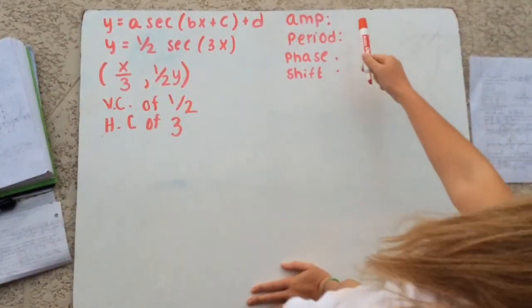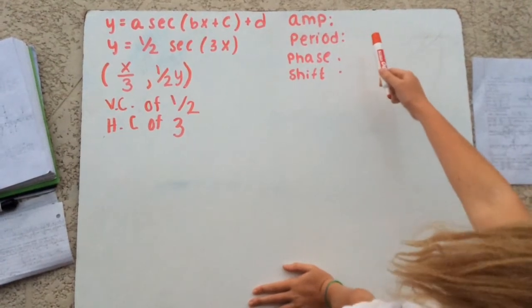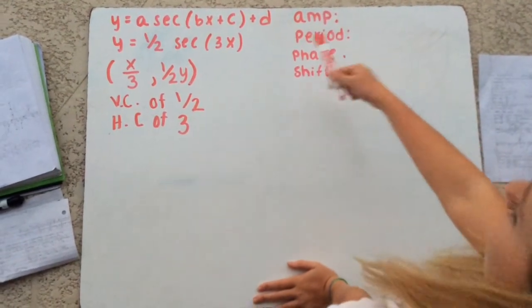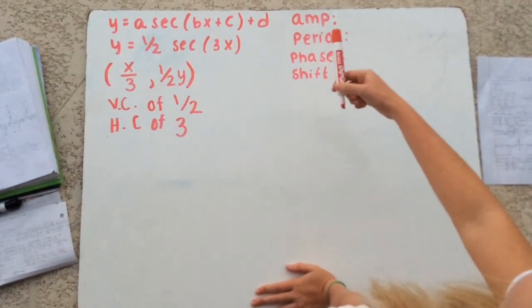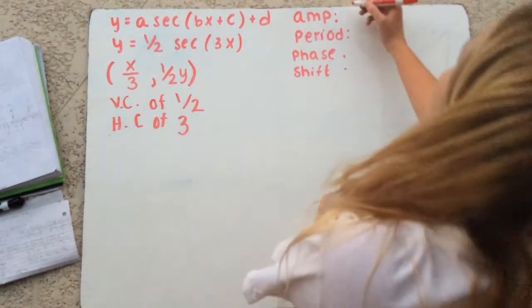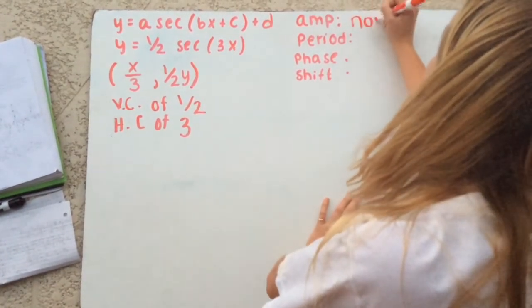As a reminder, the amplitude is half the distance between the maximum and minimum values. As you will see in a second, a secant graph has no maximum or minimum values. So the amplitude is none.